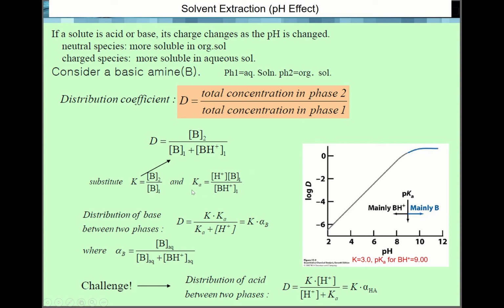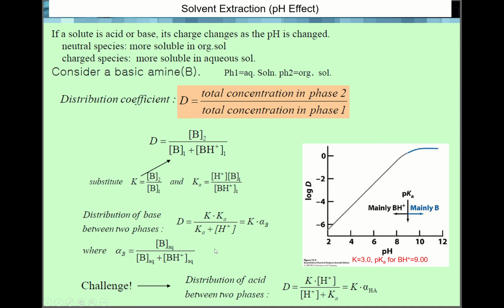And here Ka is what? The dissociation constant of BH+. It is given by this equation, which is a simple equilibrium constant. Then we substitute K and Ka into the equation for D and rewrite this distribution coefficient: D equals K multiplied by Ka and divided by Ka plus the proton concentration.